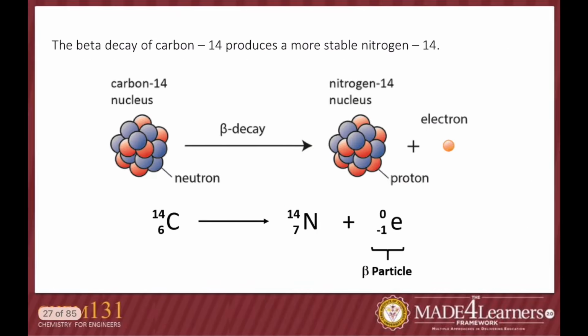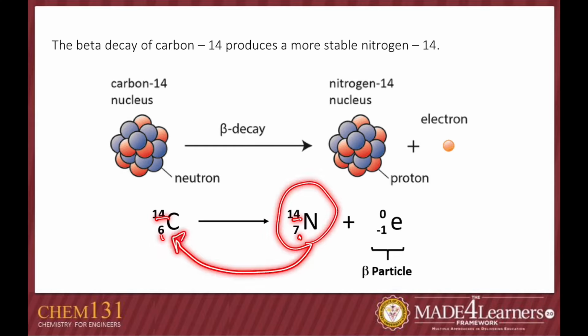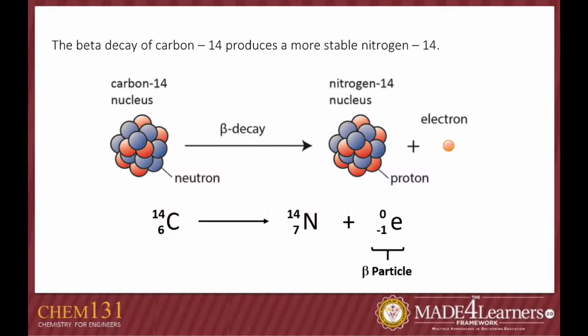So this is an example of carbon-14 undergoing beta decay, producing a more stable nitrogen-14. It is still 14, but the atomic number increased by 1. So nitrogen-14 is more stable compared to carbon-14. These are isotopes of carbon and nitrogen.